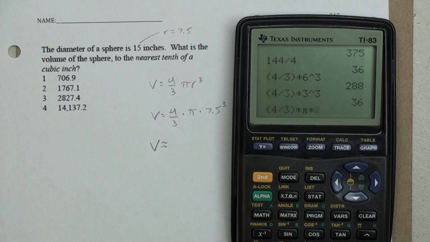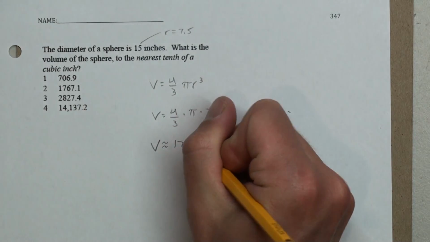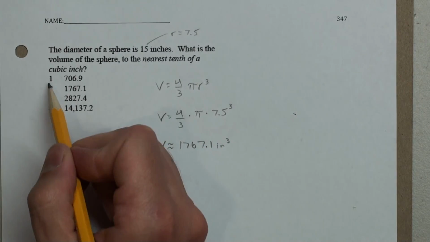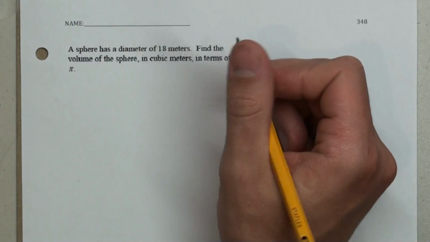So this time I'm plugging pi in. 1767.1 inches cubed. Choice 2. Sphere has a diameter of 18, so find the volume.